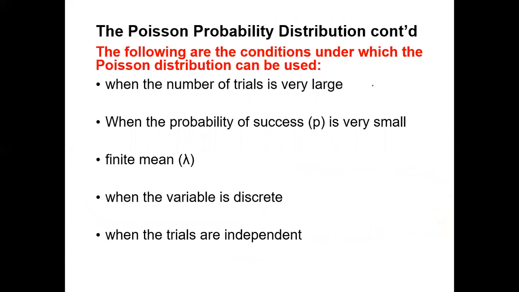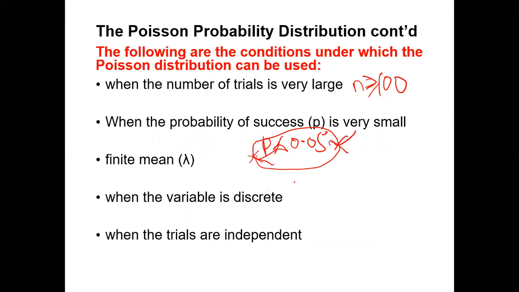So here, when the number of trials is very high, approximately when n is greater than or equal to 100, when the probability of success is very small, approximately when p is less than 0.05, when we have a finite mean, when the variable is descriptive, and when the trials are independent. For me, the basic striking feature is to find out whether p is less than or equal to 0.05. That is the basic feature that distinguishes binomial from Poisson.